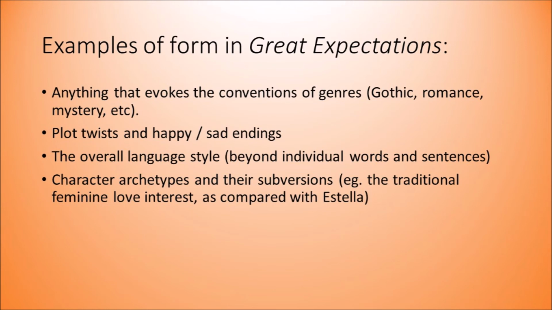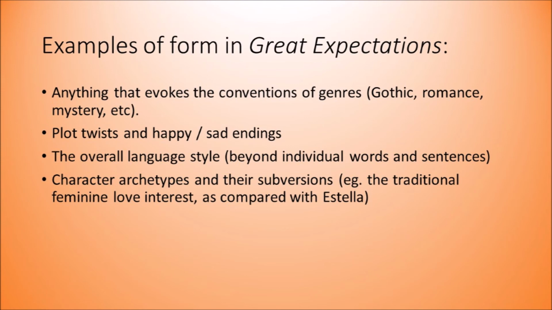So, for example, although Great Expectations has elements of romance, it also defies those stereotypes quite a lot. The happy ending with Estella is somewhat awkward. She doesn't quite fit the traditional character archetype of the feminine love interest. She leans in that direction a bit, but it's a very, very imperfect fit for her. Plot twists would be an example. Happy endings, sad endings, and like I've mentioned, the overall language style. So beyond individual words and beyond individual sentences, all these things would be examples of form.